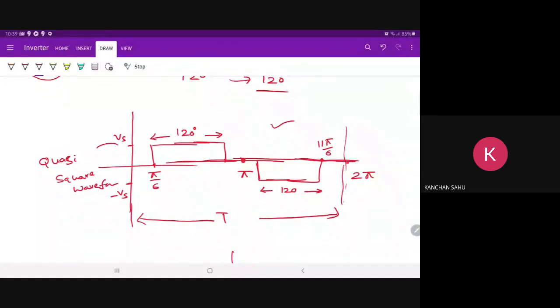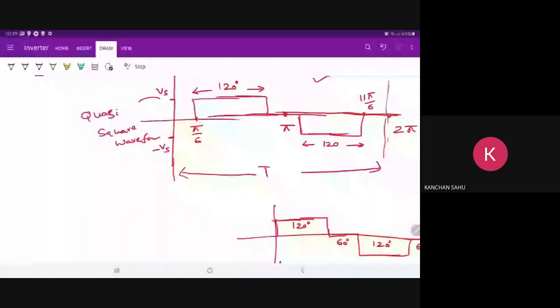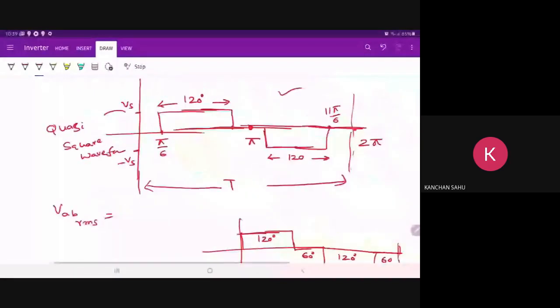Clear? So what is the RMS value? This is an AC waveform. So here, what is the VAB RMS value of this waveform? Root 2 by 3. Yes, root 2 by 3 into VS.